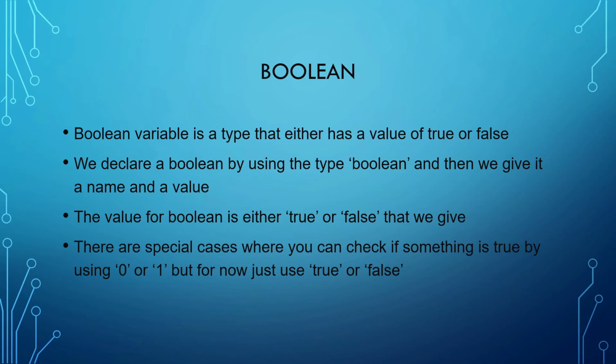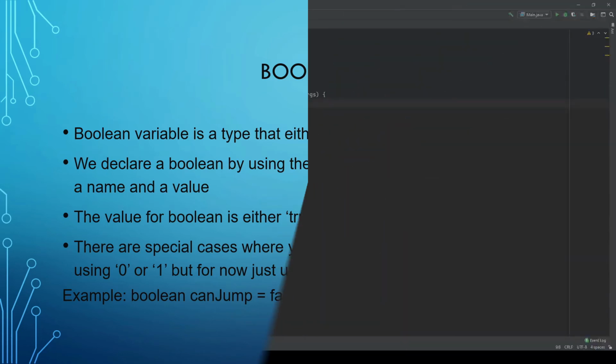There are special cases where you can check if something is true by using a 0 or a 1, but for the most case you will either use true or false. Example on the bottom, the type is boolean, name is canJump, and we set it to false.